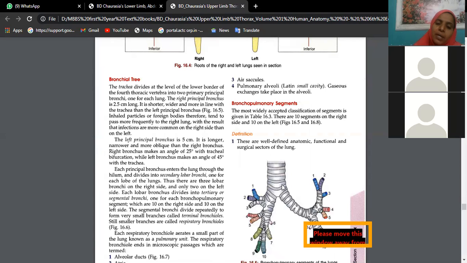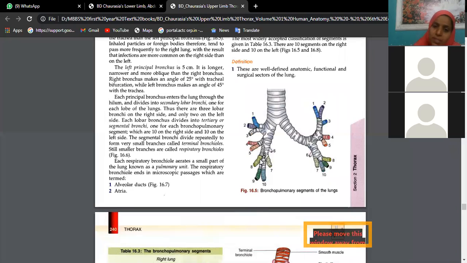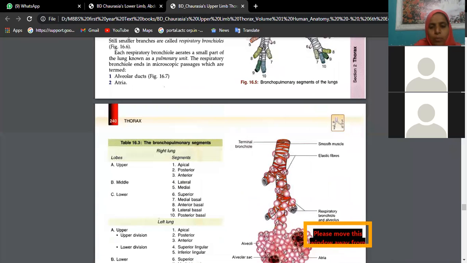Okay, the trachea bifurcates into right and left principal bronchi. Into each lobe, as Ritika told us, the right lung has 3 lobes: upper lobe, middle lobe, and lower lobe. In the upper lobe, we have 3 bronchopulmonary segments. In the middle, we have 2, and in the lower, we have 5. So overall, as she said, we have how many? 10 bronchopulmonary segments. Similarly, of course, in the left also, we have 10 bronchopulmonary segments.